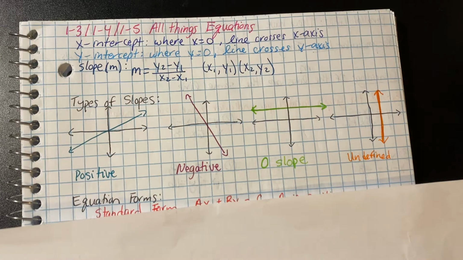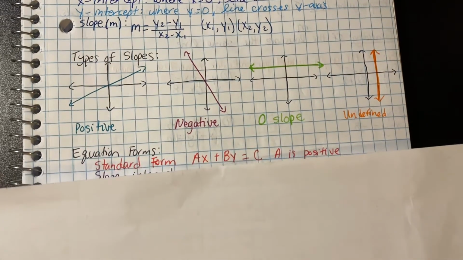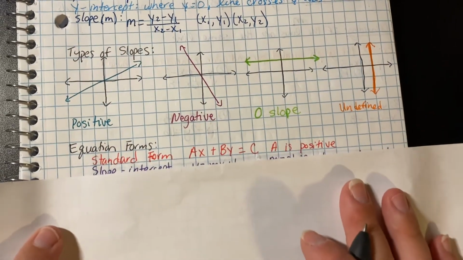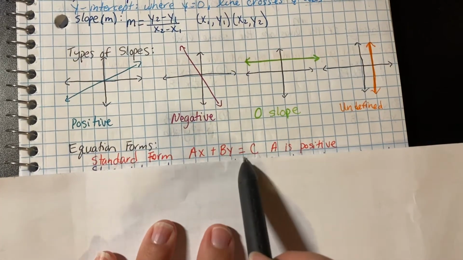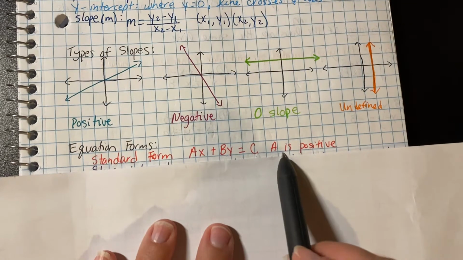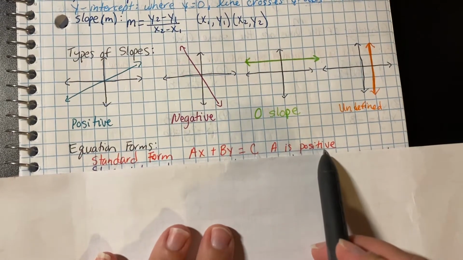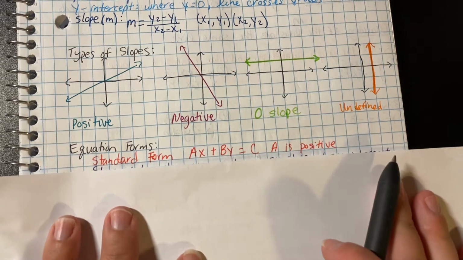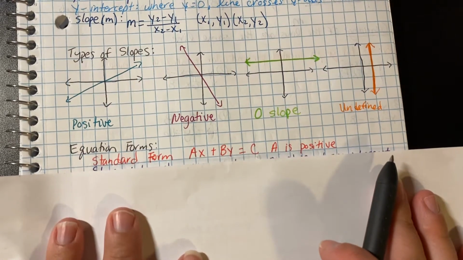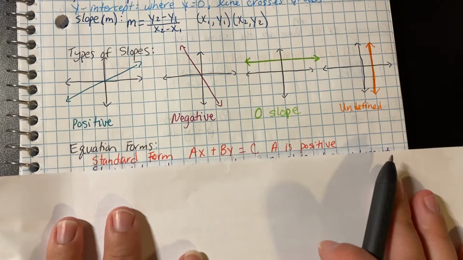Here are some equation forms for you. The first one is standard form, and that is ax plus by equals c. A is going to be a positive number. All right. You'll see equations in this form, but usually in order to graph or use our equations, we aren't going to want them in this form.